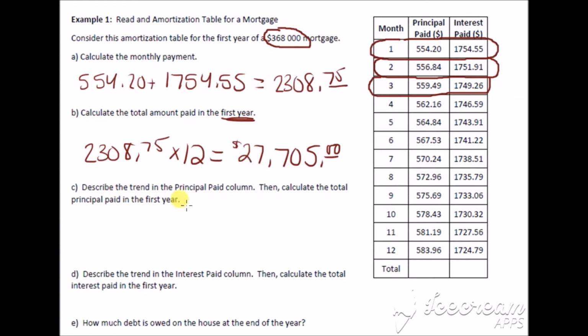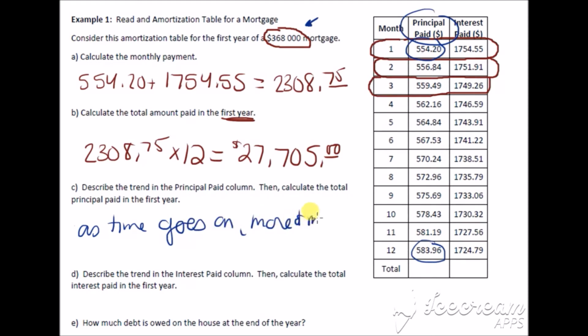Okay, now let's describe the trend in the principal paid column. If we take a look at the principal paid, 554, 556, 559, and then it keeps going to 583. Let's compare that first number and the last number. As time goes on, and the more you pay down on your original mortgage, you're going to be paying more and more toward the principal. So as time goes on, more and more money is paid on the principal.